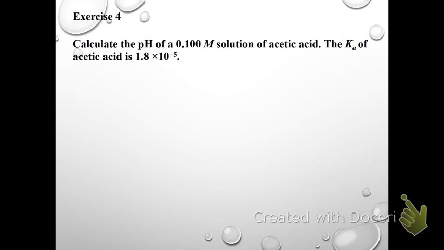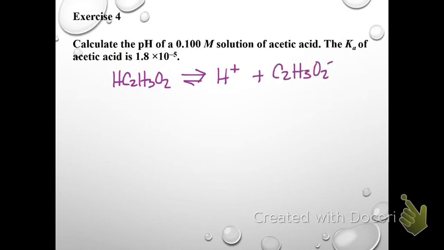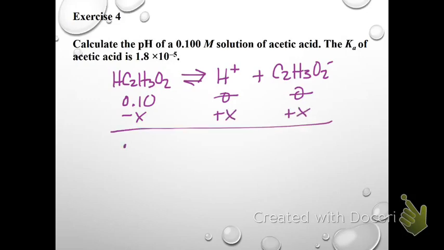Okay, so we have acetic acid. How do we want to write acetic acid? The organic chemist way or the inorganic chemist way? Inorganic. HC2H3O2 is going to, we're going to do a little arrow because it's going to be in equilibrium. It's going to give you an H plus and C2H3O2 minus. So this is 0.1. This is 0, and this is 0. Okay, so it's going to be minus x, plus x, plus x. So at equilibrium, we have 0.1 minus x, x and x.